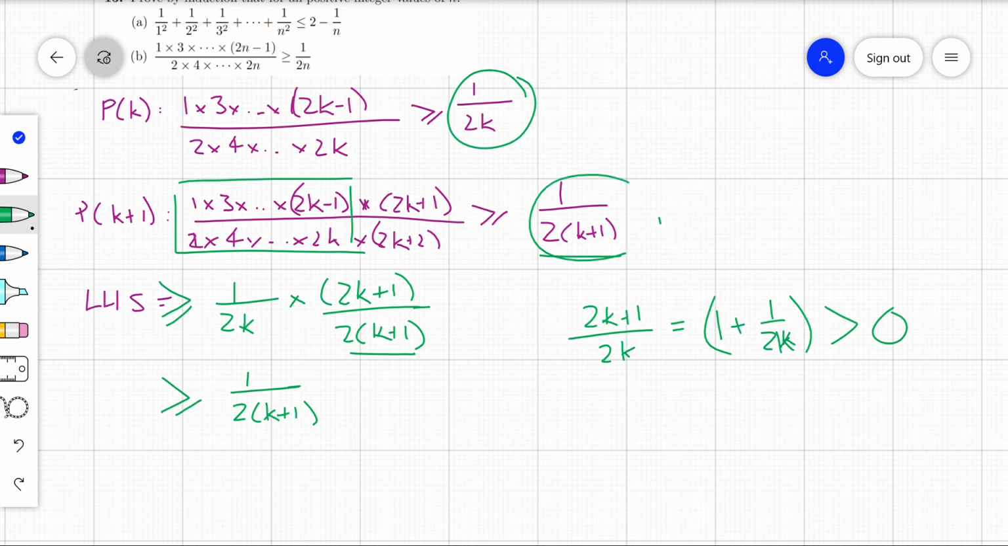and that is what we want. So yes, fill in a few more lines there, but then P of k does imply P of k plus 1, and P of n is true for all n greater or equal to 1 by induction.